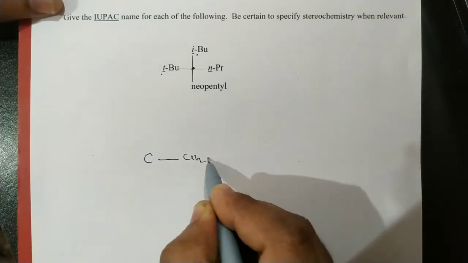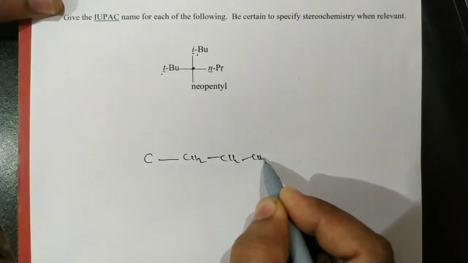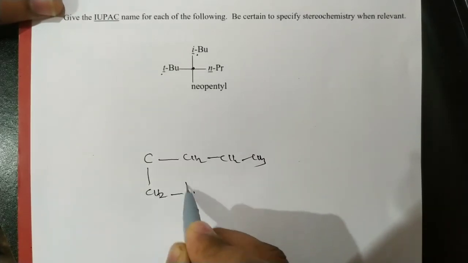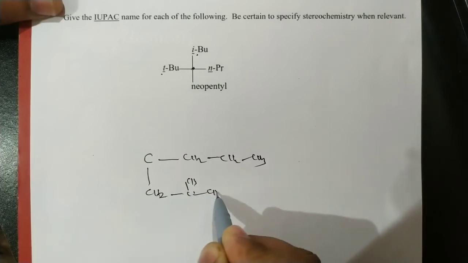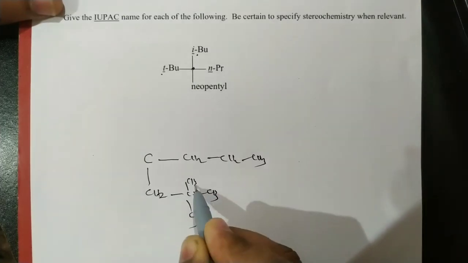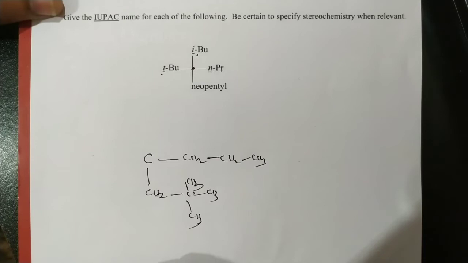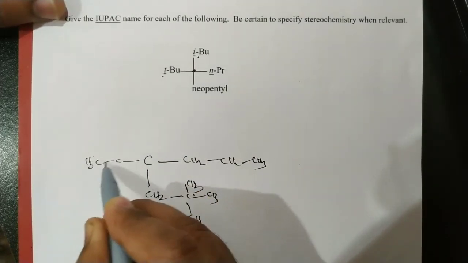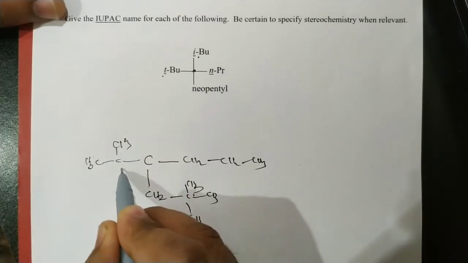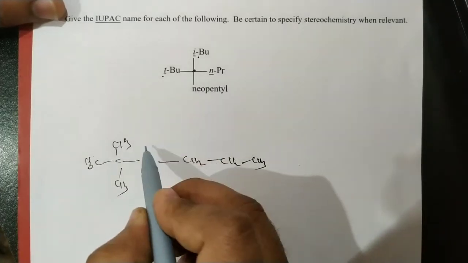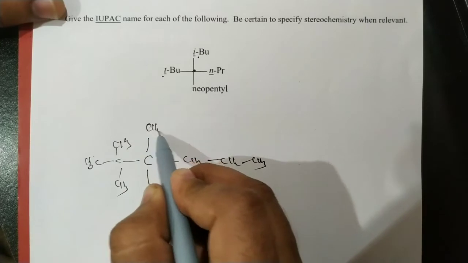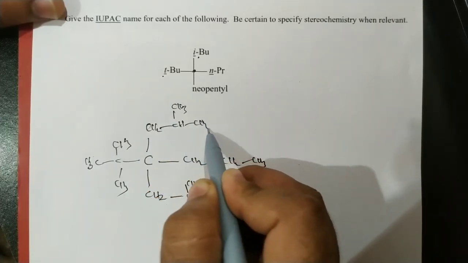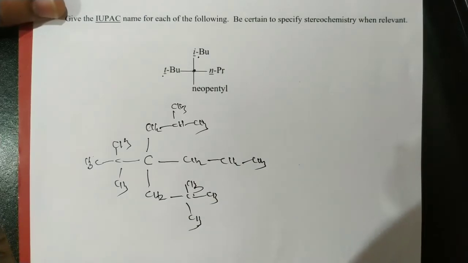n-Propyl means CH2, CH2, CH3. Neopentyl means CH2, then C with CH3, CH3, and this is the CH3. It is a neopentyl group. Next, tertiary butyl means C with CH3 and CH3, and this one CH3. Next, isobutyl is CH2, CH with CH3, CH3. That is the total structure.